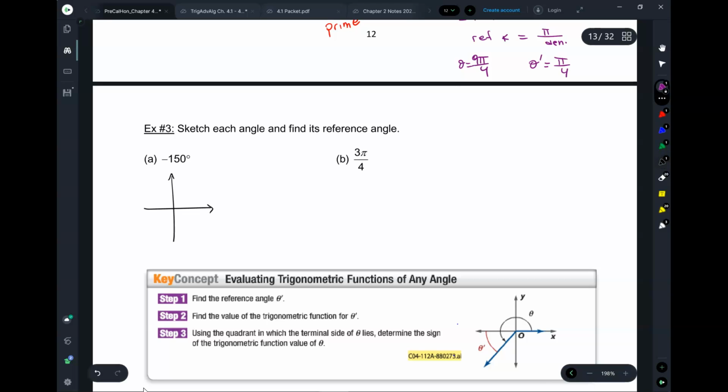Now, to sketch the angle, I need to see the initial side here. You see that in the purple? I need to see that initial side. And then I need to know that you're going in the positive or the negative direction as stated by the angle. So in this case, it's in the clockwise direction because it's negative 150 degrees. So here, right? And then that's the terminal side. So those three arrows are what I need to see there.